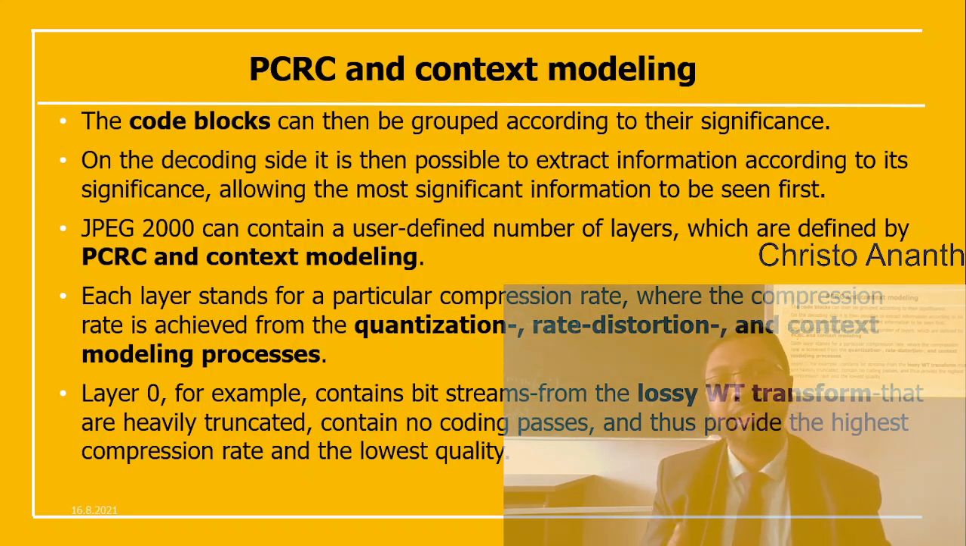So JPEG 2000 can contain a user-defined number of layers which are defined by this PCRC and context modeling. Every layer will have its own compression rate, which is achieved from the quantization, rate distortion and context modeling processes. Here layer 0 contains the bit streams from the lossy wavelet transform. That is heavily truncated. It will contain no coding passes and provide the highest compression rate and the lowest quality.